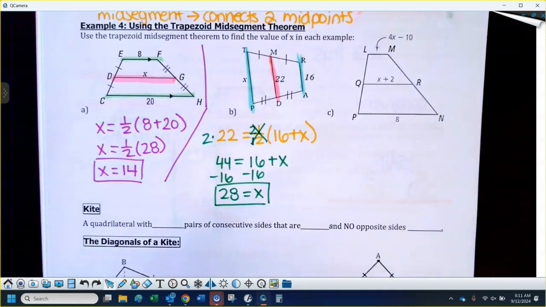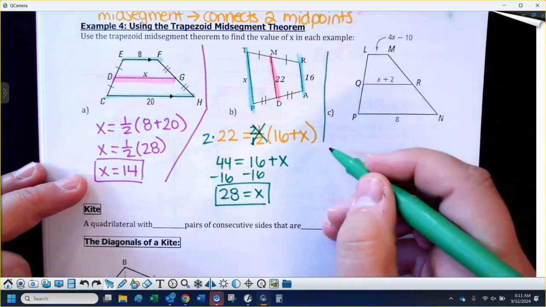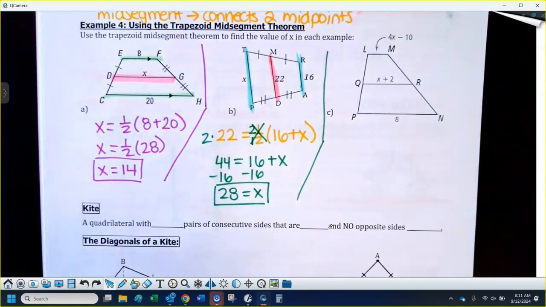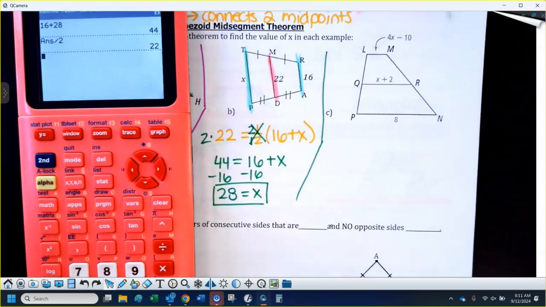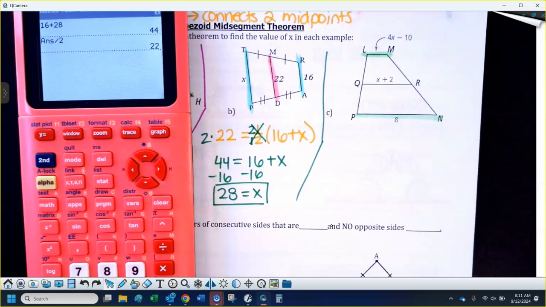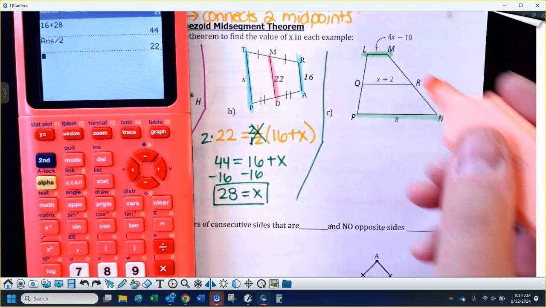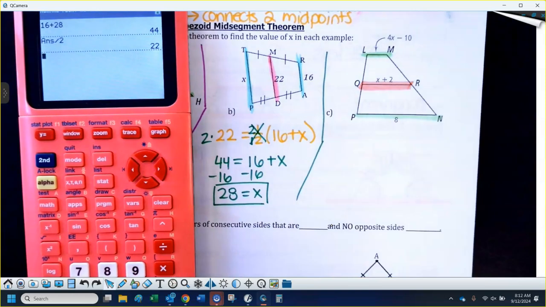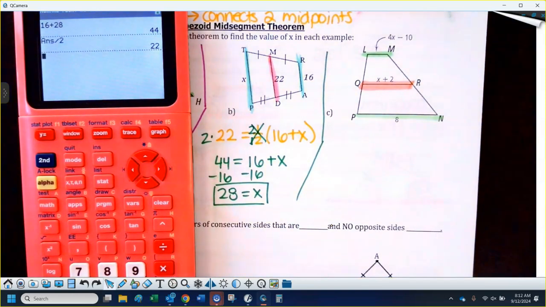Okay, now, I'm not going to lie to you, this last one is really tricky because it's going to use variables, but I'm going to use the same setup. Okay. Across the top, across the bottom, those are the bases. So we're going to take an average of those two, and that should give me the mid-segment, which is here. Now, this is tricky because I've got a bunch of expressions. I do have one number. I have a plain 8, but the others are expressions.